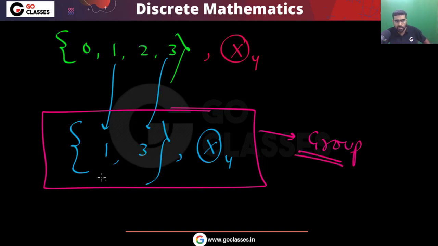And here remember, you cannot call it Z4, because this is Z4. So what should we call it? We call it U4. Let me tell you the reason. The reason is because we are collecting those elements which have inverse.